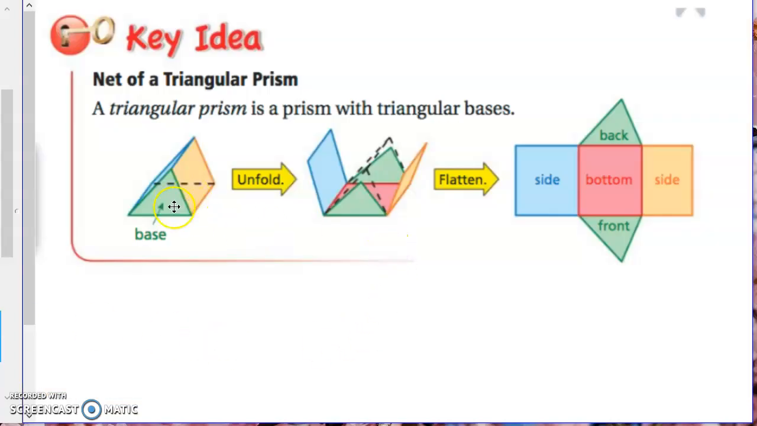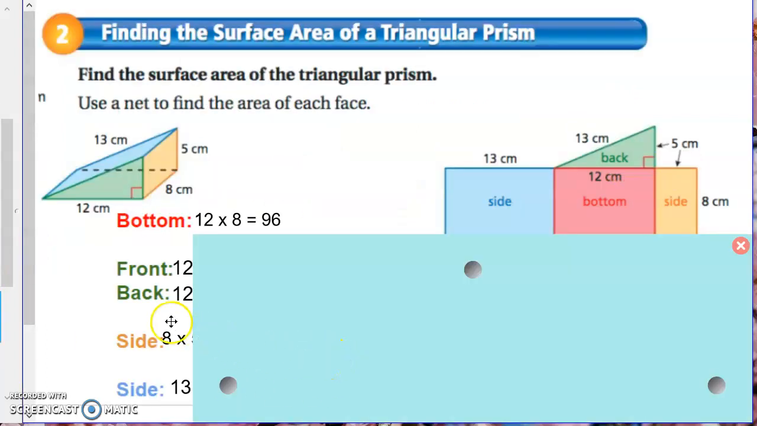So if we look at another picture here, here would be my triangular prism. If we unfold it, that would be what my net would look like. These 2 triangles would be the same, but those 3 rectangles would each be a different size. So looking at my example here, I write down bottom, front, back, side, side. And that's the guide that I'm going to use to find each of these parts.